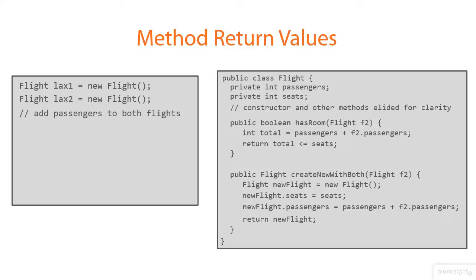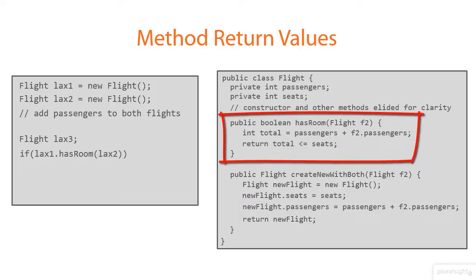So what I'm going to do is create a new Flight reference. But notice I'm not creating a flight, it's just a flight reference. And what I want to do now is check to see if there's room to combine lax1 and lax2 passengers, and if so, I want to go ahead and do that. So what I'll do here is have an if statement in place that says, well, if lax1.hasRoom(lax2). Right, that calls over to our hasRoom method.